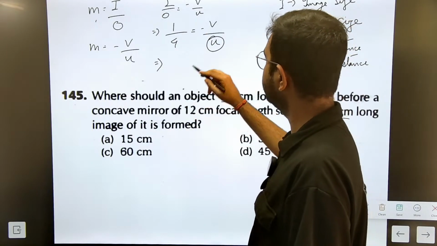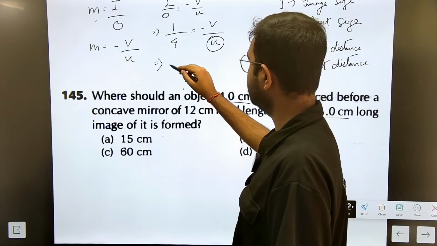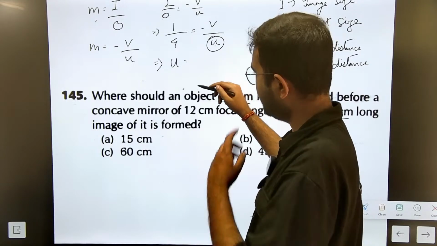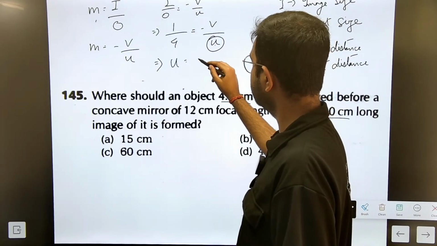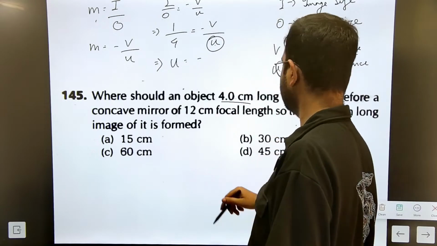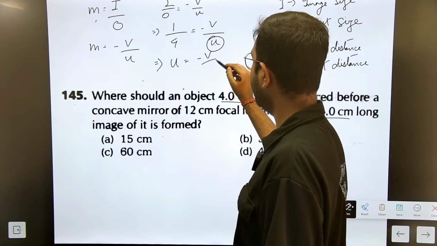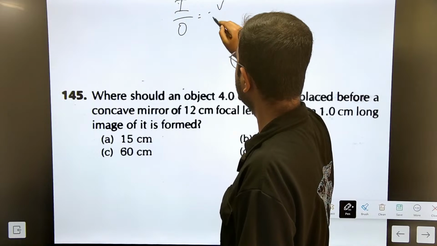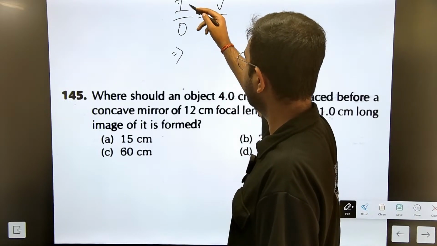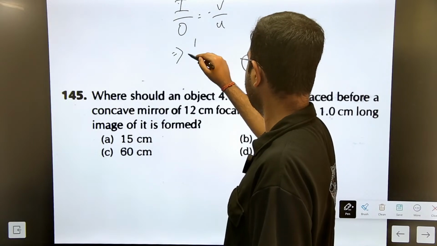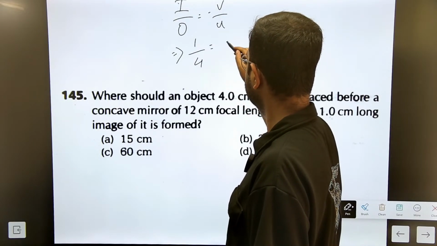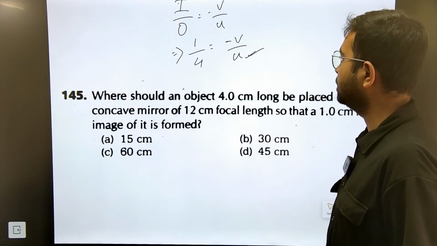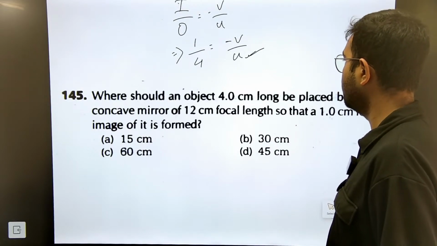व्हाट वी कैन गेट फ्रॉम हियर इज दैट U को अगर मैं यहां ऊपर ले जाऊं, क्रॉस कर देना है, U इक्वल टू माइनस V बाई... ठीक है? नाउ लुक हियर, वी नीड टू फाइंड आउट दिस पर्टिकुलर थिंग U, which is the ऑब्जेक्ट डिस्टेंस, ठीक है?